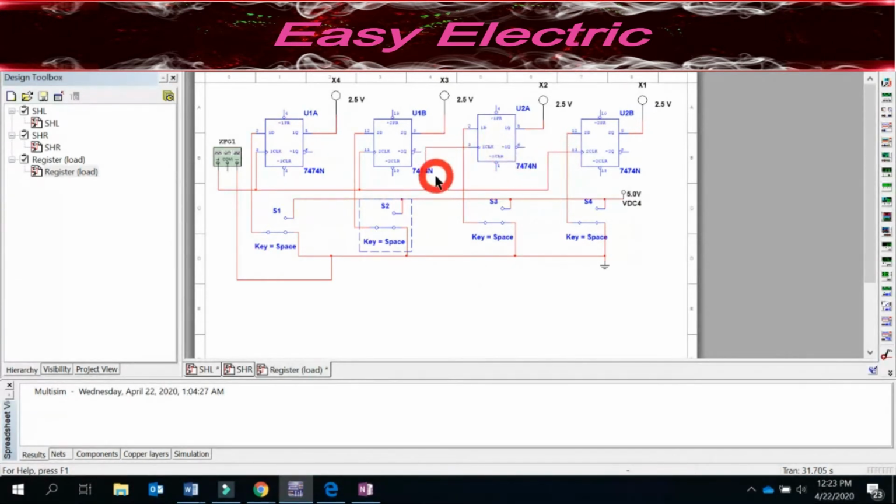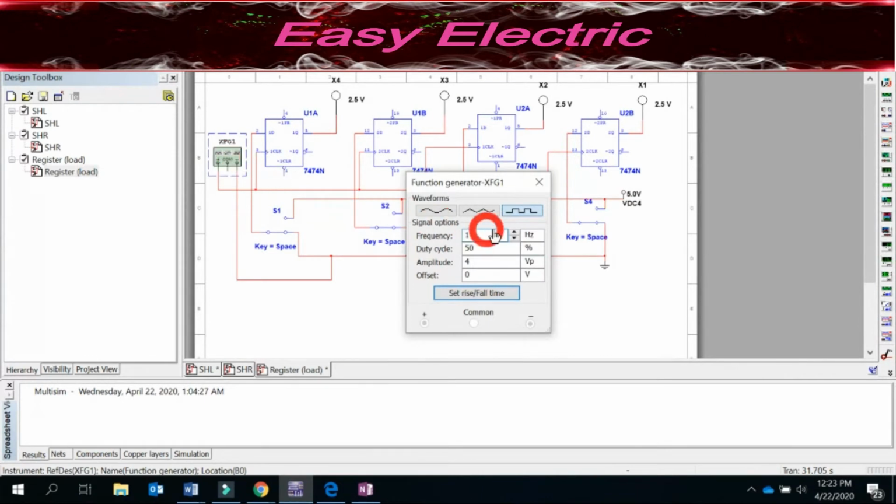This is one clock pulse. This is the second clock pulse. This is the third one. This is the fourth one. What I connected to the function generator. Why did I do that? Because I need a square wave, right? So see, I have a square wave, which means I'm giving the square wave.